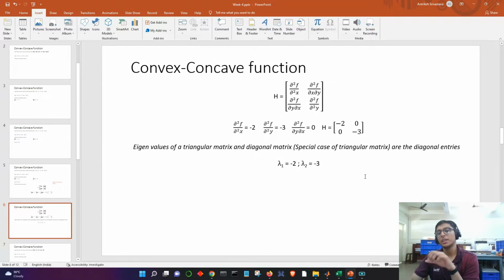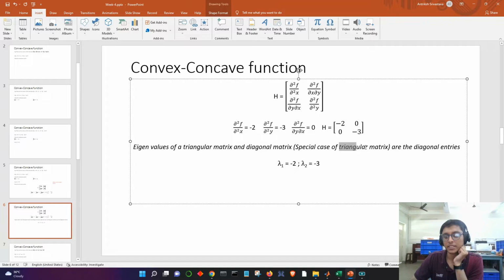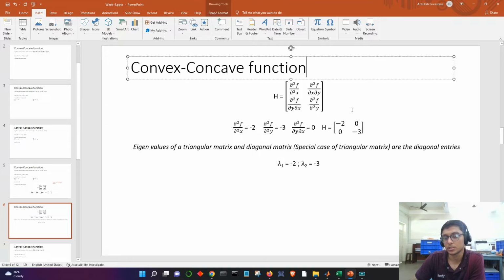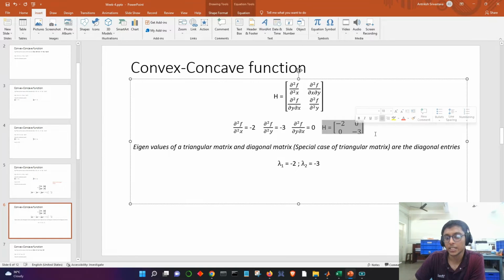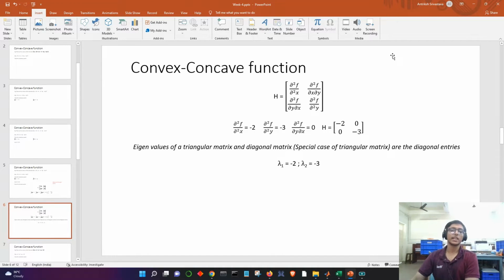A special case of these triangular matrices is a diagonal matrix, in which only the diagonal elements are non-zero and other elements are zero. Now, this is the property that one should know: the eigenvalues of a triangular matrix and a diagonal matrix, which is a special case of a triangular matrix, are the diagonal entries themselves. So, for this particular matrix, the eigenvalues will be -2 and -3 themselves. Okay, so both the eigenvalues we have found are negative.